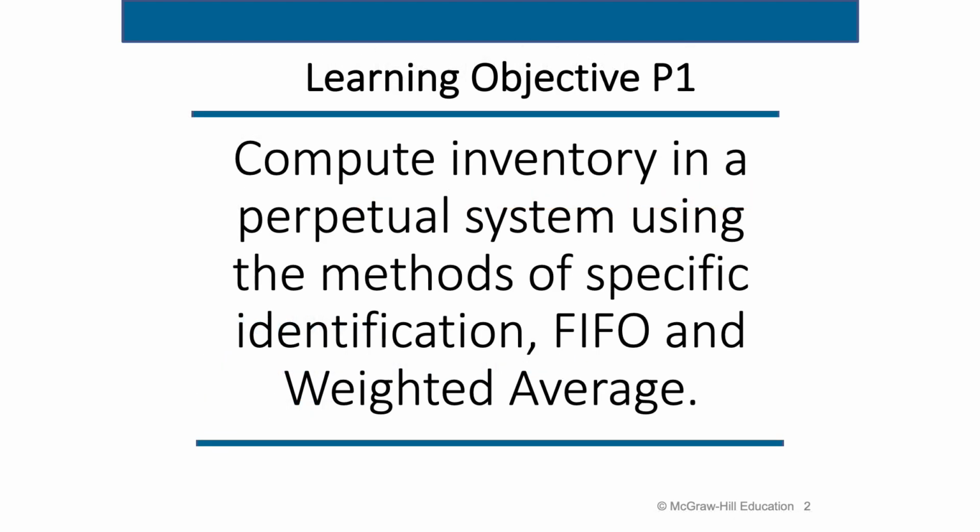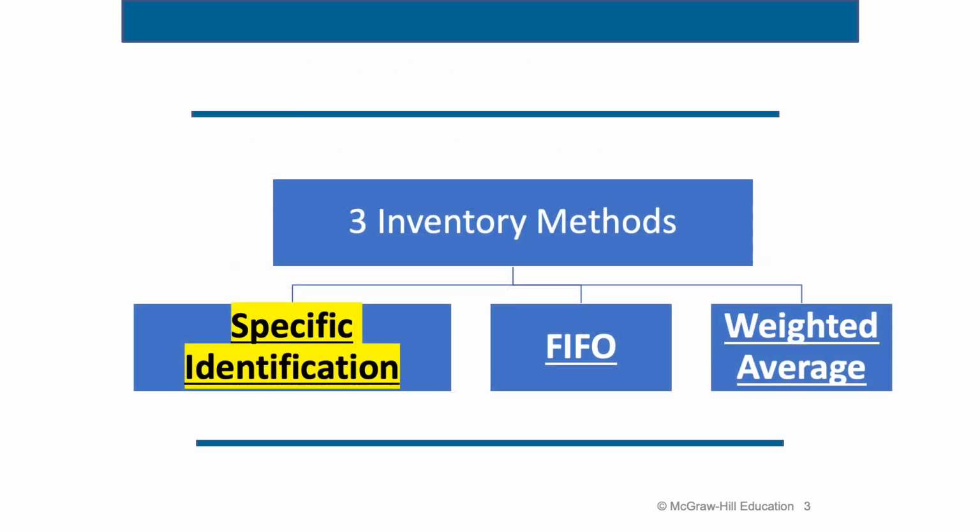The first learning objective in this chapter is to compute inventory in a perpetual system using the methods of specific identification, FIFO, and weighted average. So we have three inventory system methods in accounting: specific identification, FIFO, and weighted average.